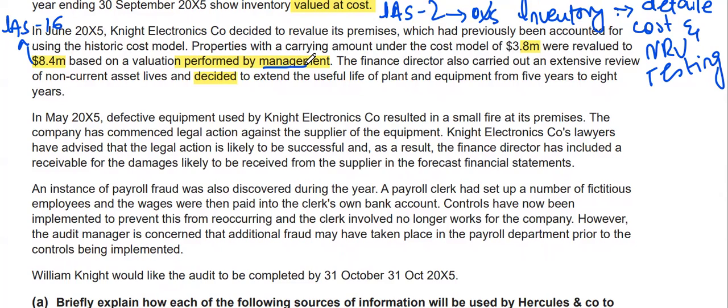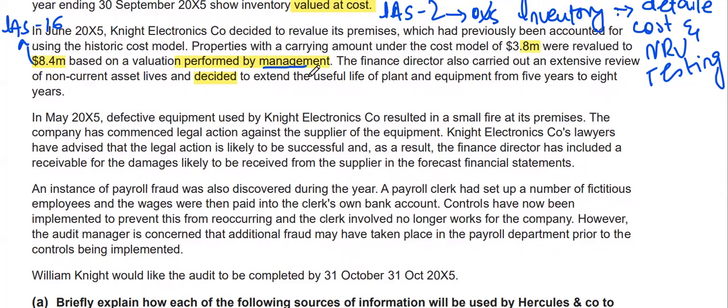This is how you will explain this risk, and then you will provide the response of the auditor: discuss with the management to get the company's premises revalued by an independent valuer, and not by the management. And also this revaluation double entry should be reversed.